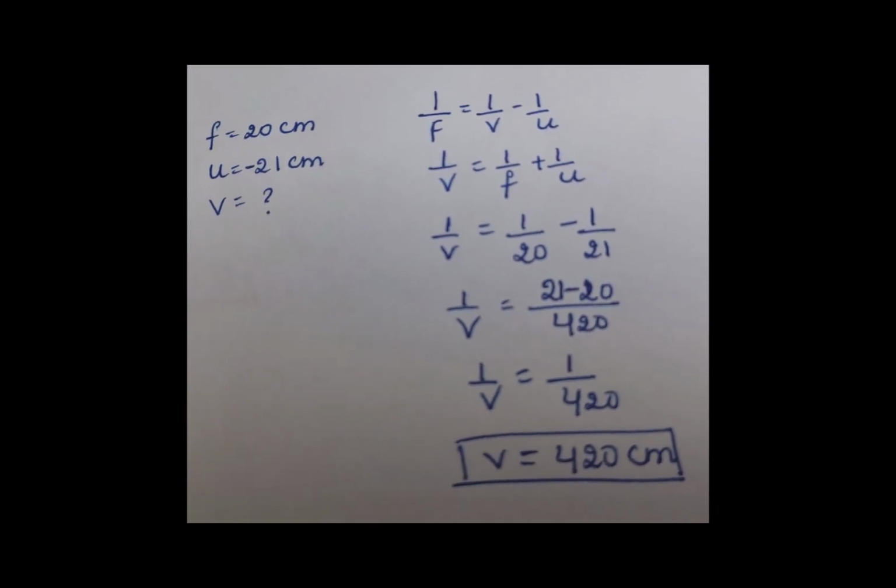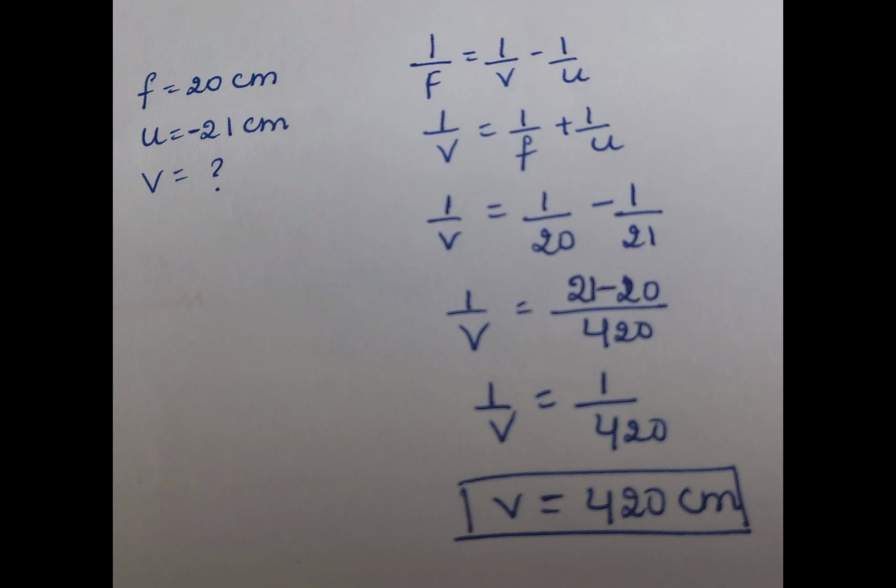What is the lens formula? 1 by f is equal to 1 by v minus 1 by u. Substitute the data. First you rewrite the formula. Here we are going to find the image distance. 1 by v is equal to 1 by f plus 1 by u. Then 1 by v is equal to, the focal length is 20 centimeter. Substitute the values: in the place of f, 1 by v is equal to 1 by 20 minus 1 by 21. Object distance is 21 centimeter. Take LCM for 20 and 21. LCM is 420.